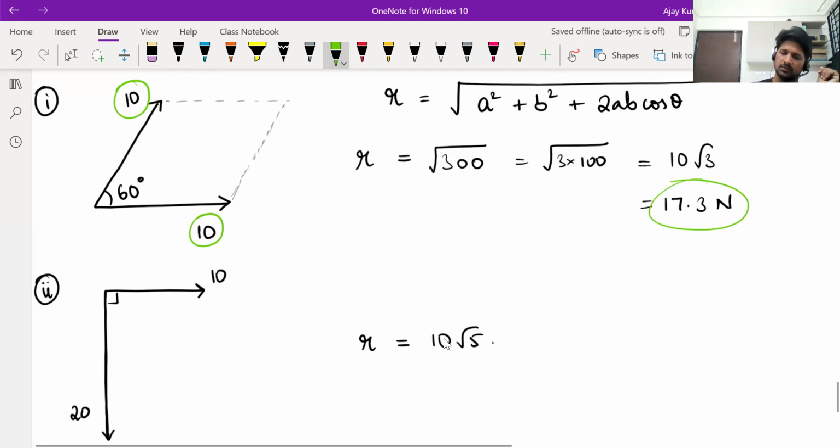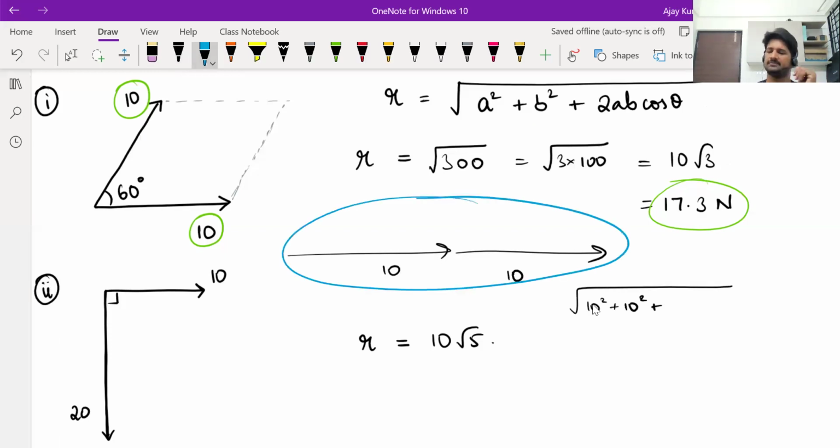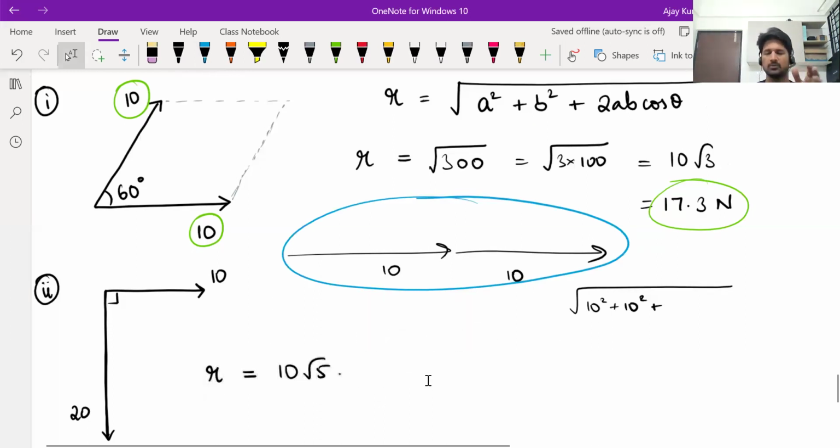Pawan, you tell me, suppose these 10 Newton forces acted in the same direction. How much will the combined effect be? If two 10 Newton, 20 newtons. 20 Newtons, correct. This formula also will give you the same answer. 10 square plus 10 square plus, okay. Aishwarya, tell me, what is the angle between these two vectors? Sir, 0. 0, good. They're both pointing in the same direction. The angle between them will be 0, correct.